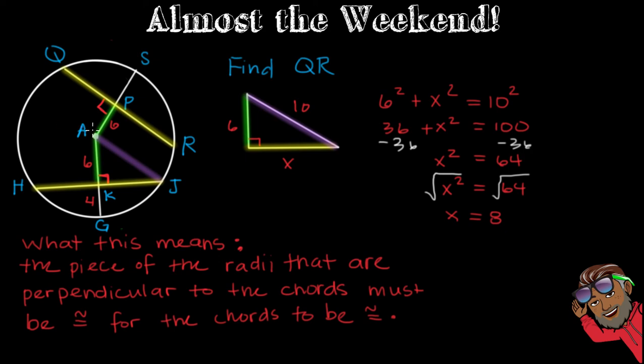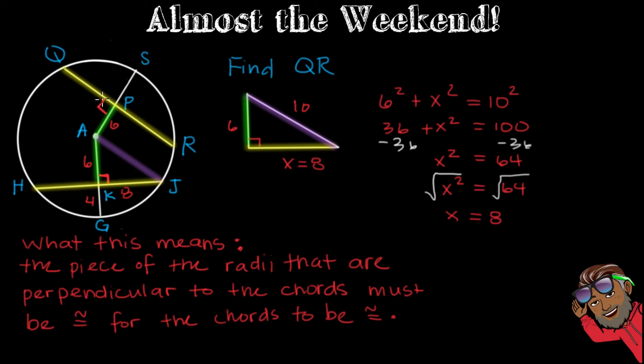So what that tells me is that this x is going to be 8, and so will this piece over here. So those are both going to be 8. But if you remember from yesterday's video, if a piece of the radius is perpendicular to the chord, then the chord is being cut perfectly in half, which means I now know that from H to K will match what K to J is. So this piece must be 8. So I'm going to say that this is 8.